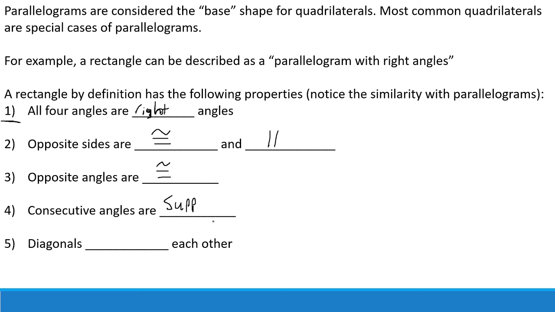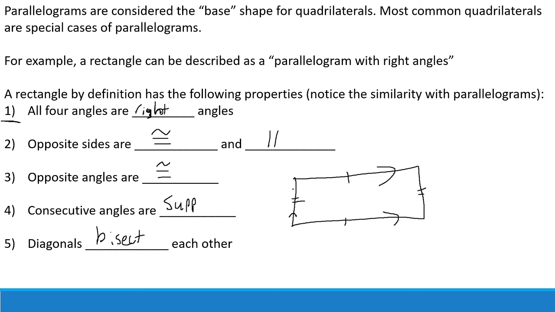Now, these two are kind of moot because if all 4 angles are right angles, then these two follow anyway. And then the diagonals bisect each other. They also do something else, but we'll get to that in a second. So again, here's a rectangle, and we all know that opposite sides are congruent. So congruent there, congruent there. We know that they're parallel, and we know that all 4 angles are right angles.